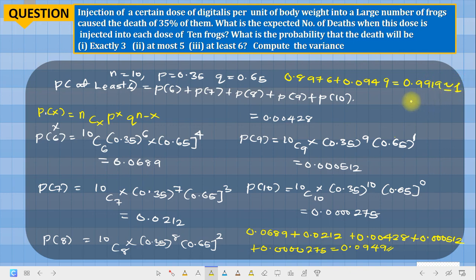Are we getting it now? So you see that the probability of the event that all will die is equal to 1. So that is that for this particular question. We have the last question that says we should compute the variance.